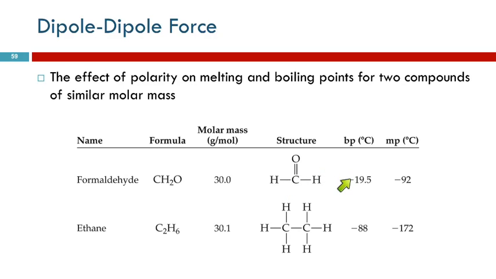The boiling point of formaldehyde is minus 19.5 degrees Celsius. The boiling point of ethane is much lower, negative 88. This has a higher boiling point and a higher melting point. Because it has dipole-dipole forces, the molecules are held more tightly together. And so in order for them to melt or to boil, you have to get to a higher temperature. More thermal energy is required to break those bonds. Not bonds, forces.